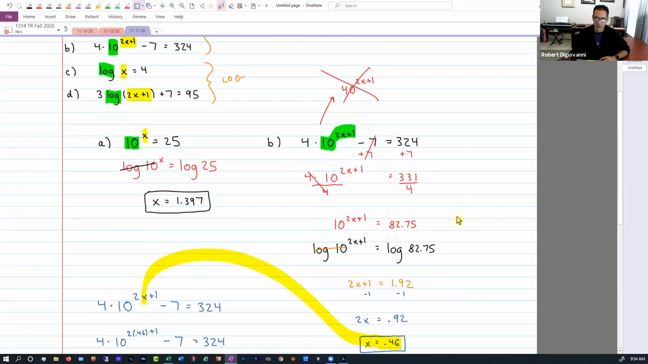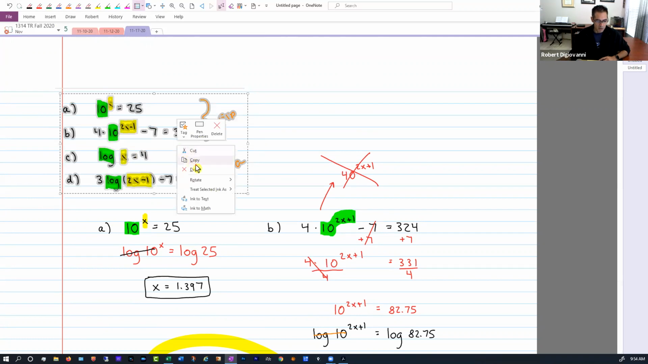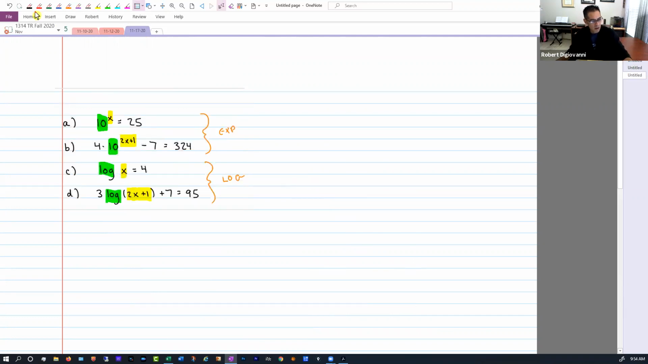Okay. All right, so how do we do C then? Now C is different. C is now a log equation. Let me do this on a new page. So C is a log equation: log x equals 4.